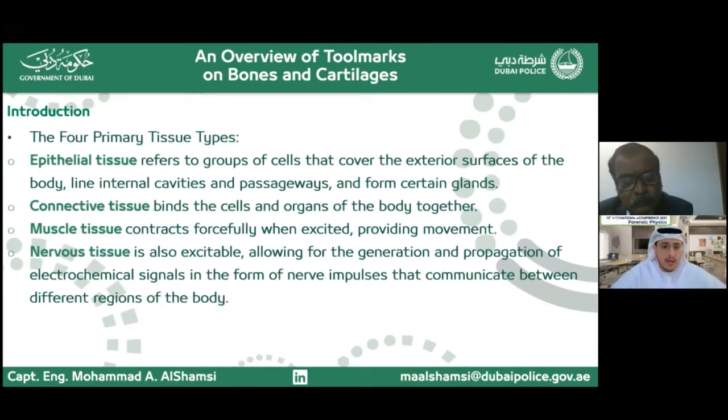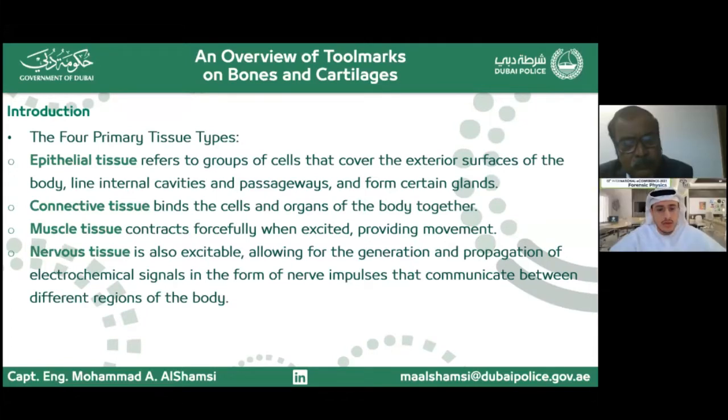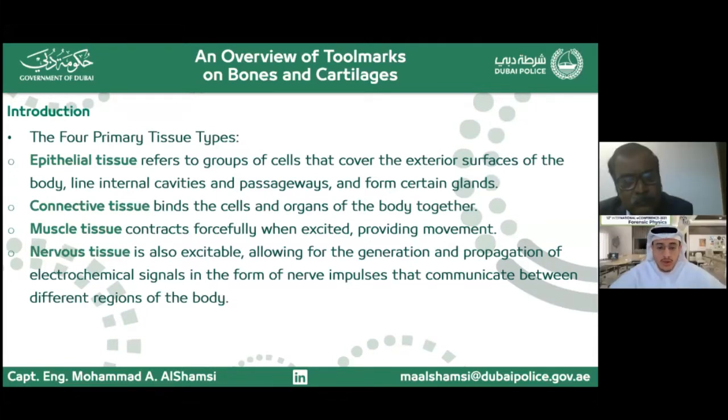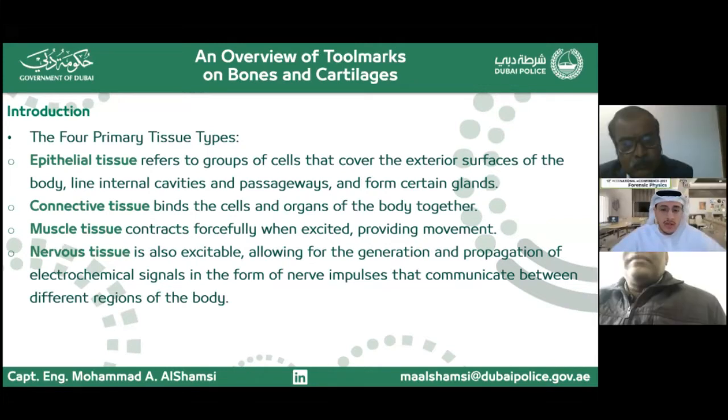There are four primary tissues in a human body. Epithelial tissues, which refer to a group of cells that cover the exterior surface of the body, line internal cavities and passageways, and form certain glands in the body. The connective tissue, as its name refers, connects or binds cells and organs of the body together. Muscle tissue contracts forcefully when excited, providing movement. And last but not least, nervous tissue is also excitable, allowing the generation and propagation of electrochemical signals in the form of nerve impulses that communicate between different regions of the body.